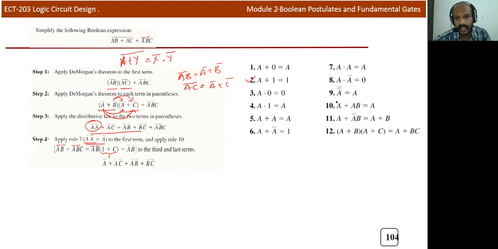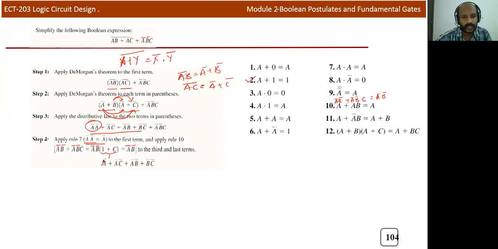In place of a, it is a bar b bar here, so you can consider it as a single term, plus a bar b bar into c, again considered as a single term. So the final answer can be written as a bar b bar. Okay, in this way also you can apply rule 10 here, or directly you can take a bar b bar as common, then remaining 1 plus c. So 1 plus c is equal to 1, so finally you'll get a bar b bar.